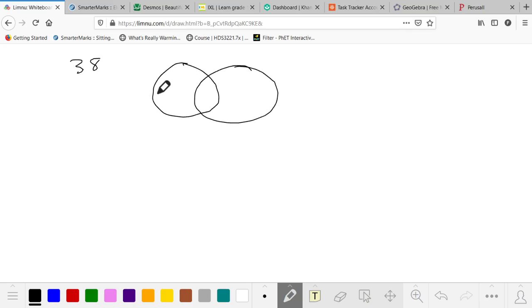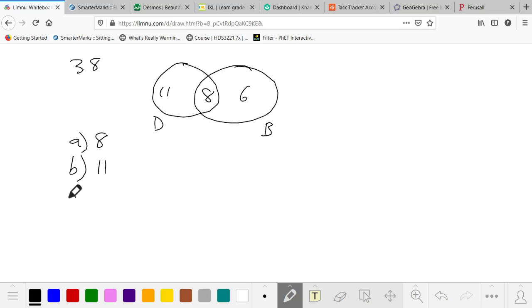Now, question 2 gives us the Venn diagram. There's 38 students in a grade 12 class, and our Venn diagram has 11 in drama, 6 in band, and 8 in both. So this is our diagram. Part A, how many students are in both the drama club and in band? That's our overlapping intersection.